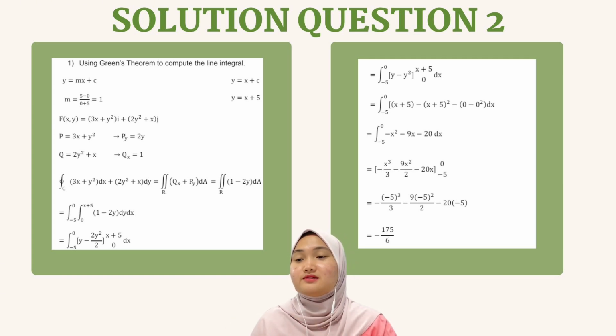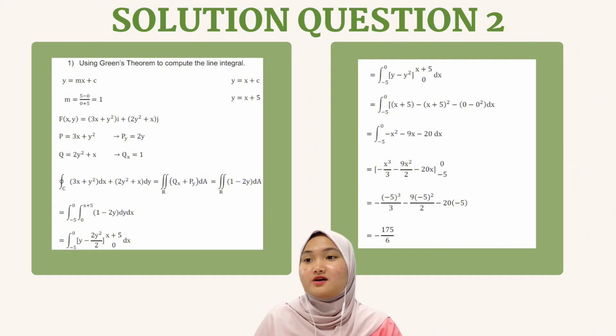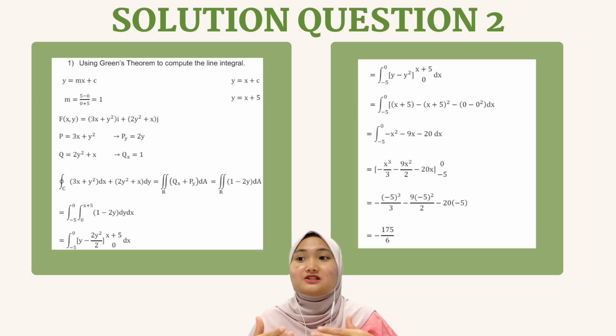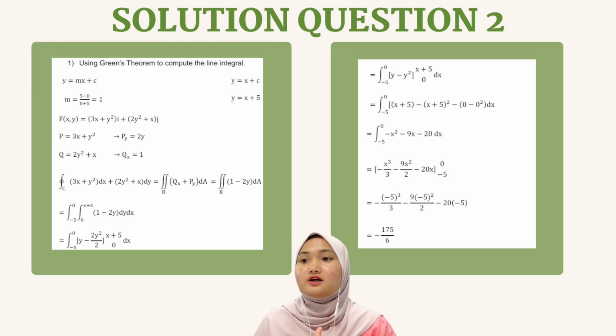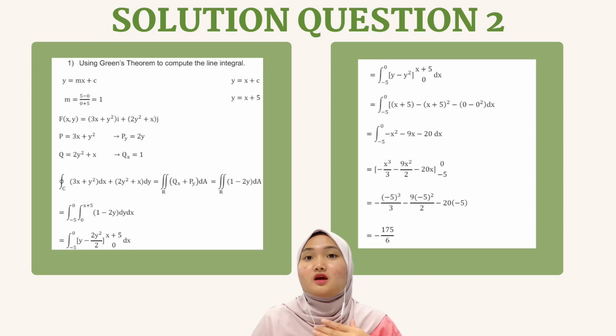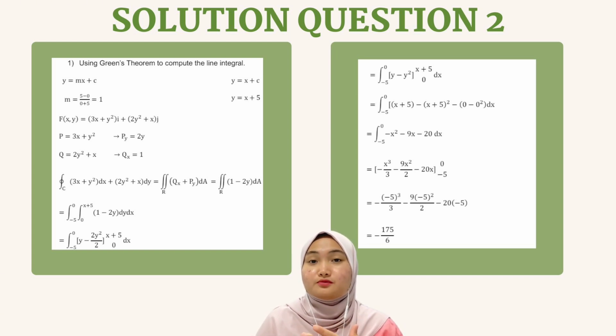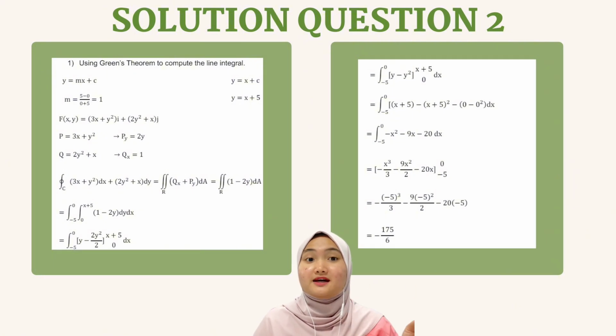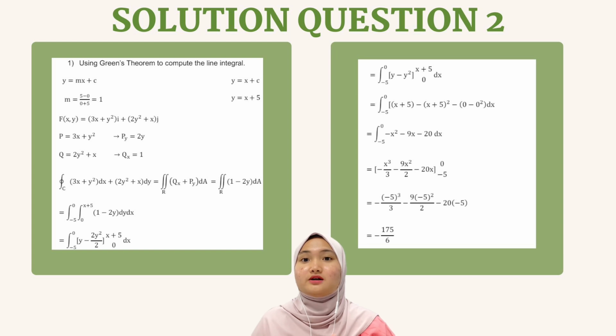So for the first integration, the limits are negative 5 to 0, and for the other, 0 to x plus 5, of (1 minus 2y) dy dx. We integrate with respect to y first. So we get y minus 2y squared divided by 2, from 0 to x plus 5, which is y minus y squared. Then we put in x plus 5 and 0 and subtract them, and we get negative x squared minus 9x minus 20.